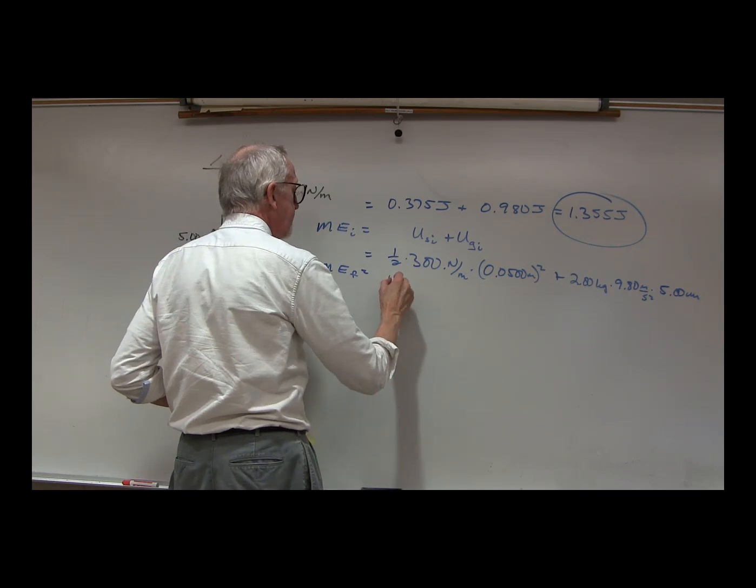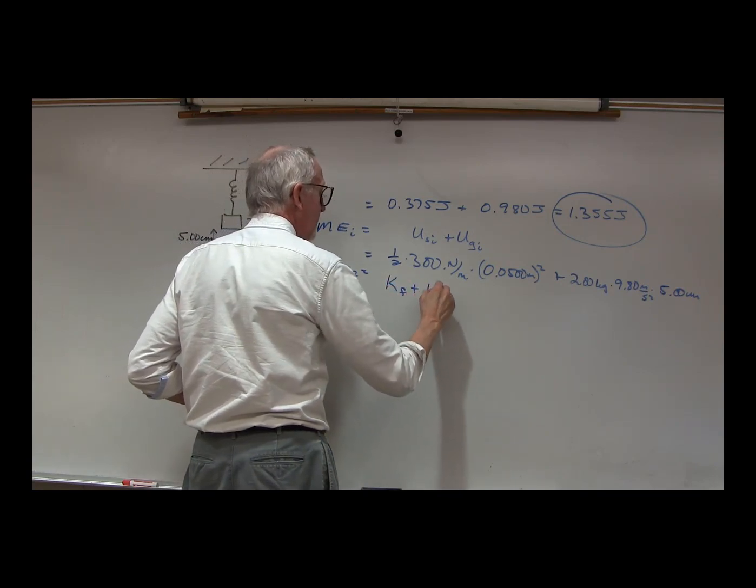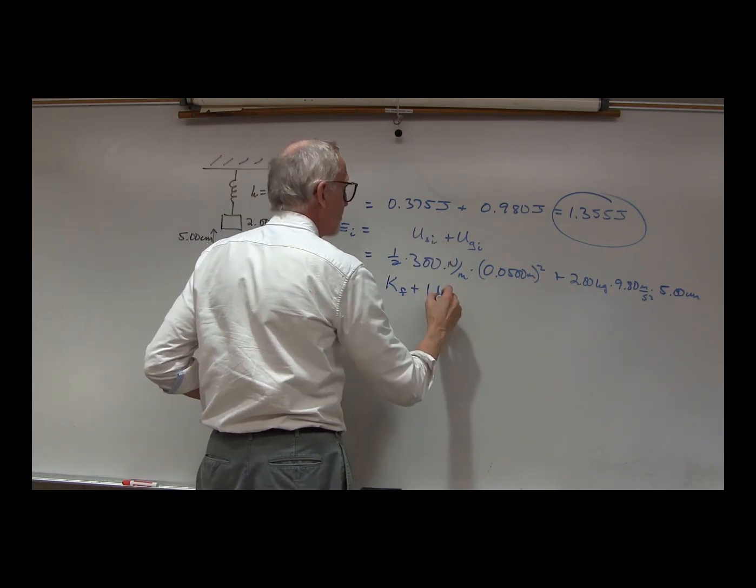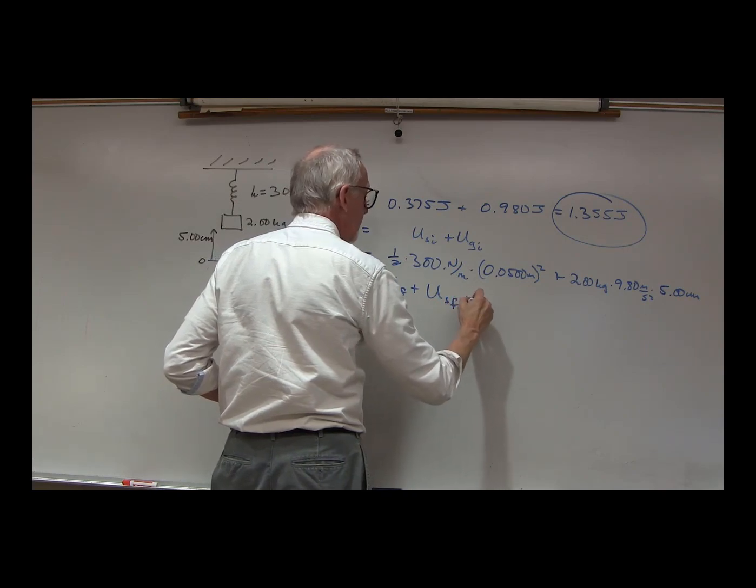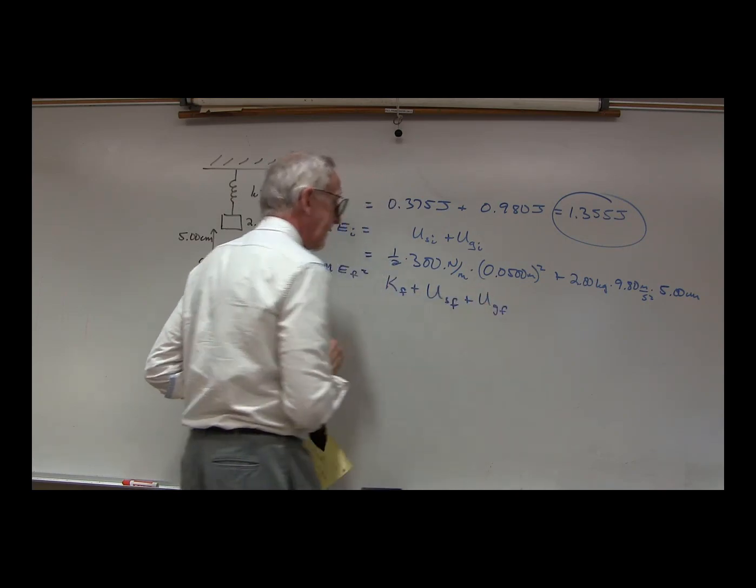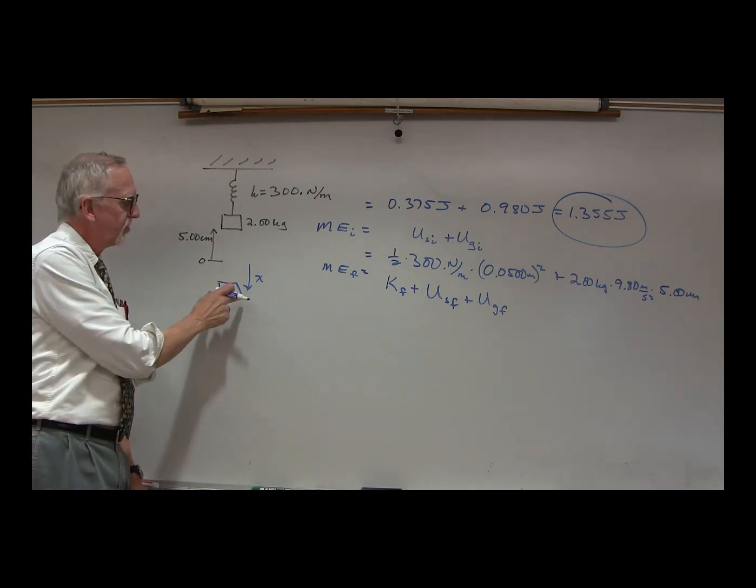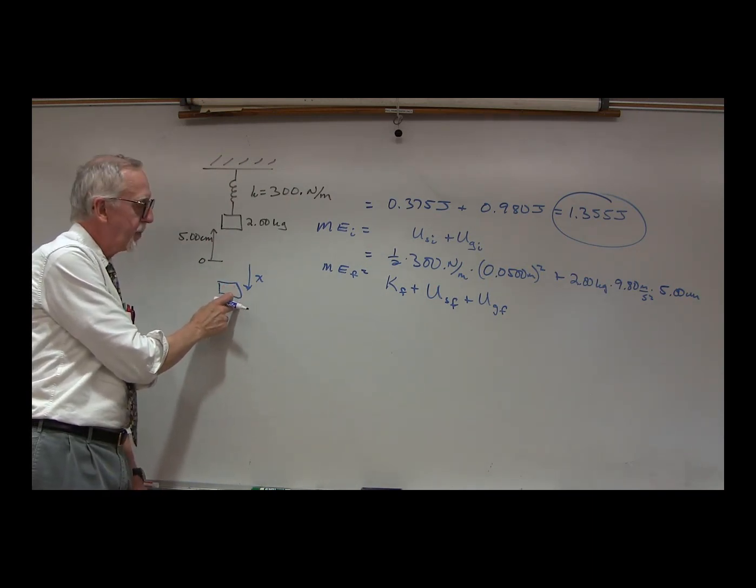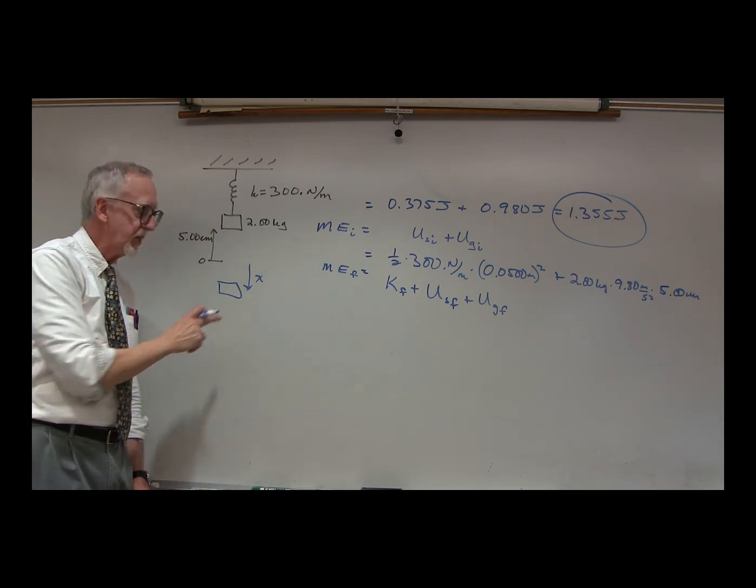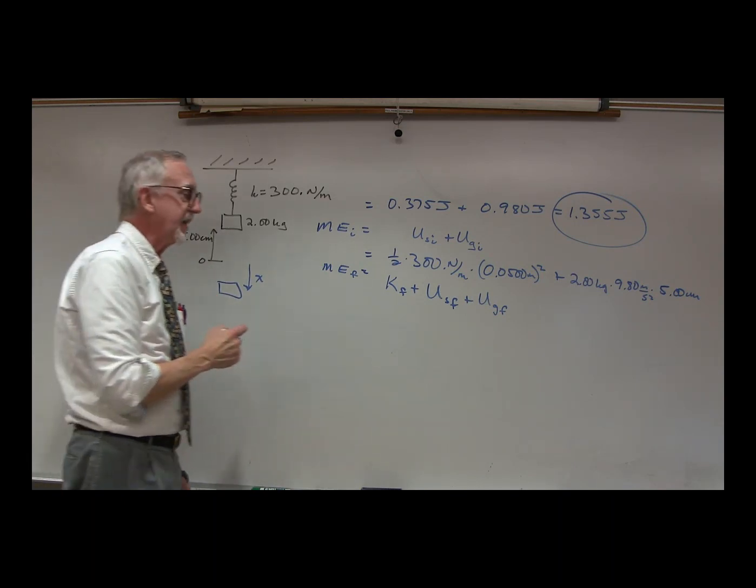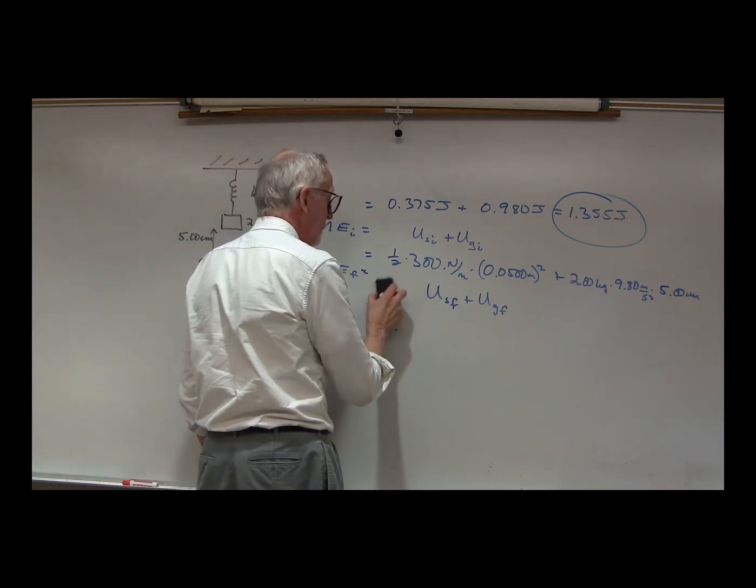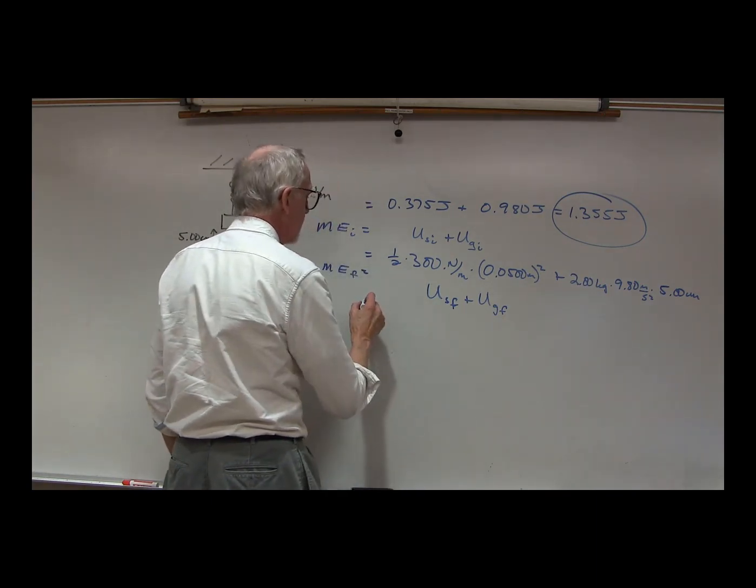That is again going to be K final plus U. What do we do first? Spring final plus U gravity final. Now we're looking for the point where it comes to rest. So where is that? What happens there? What's the final kinetic energy at that point? Well, if it's coming to rest again, that's going to be 0. So we can ignore that one. So what do we end up with?